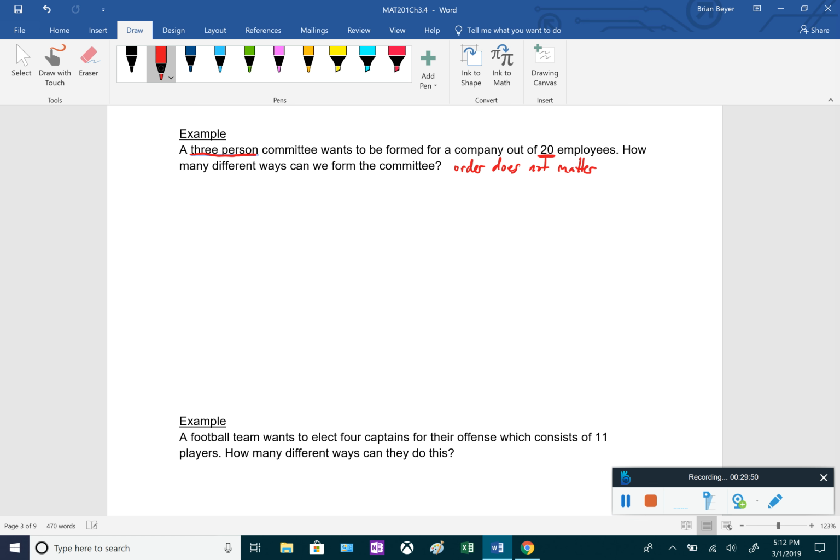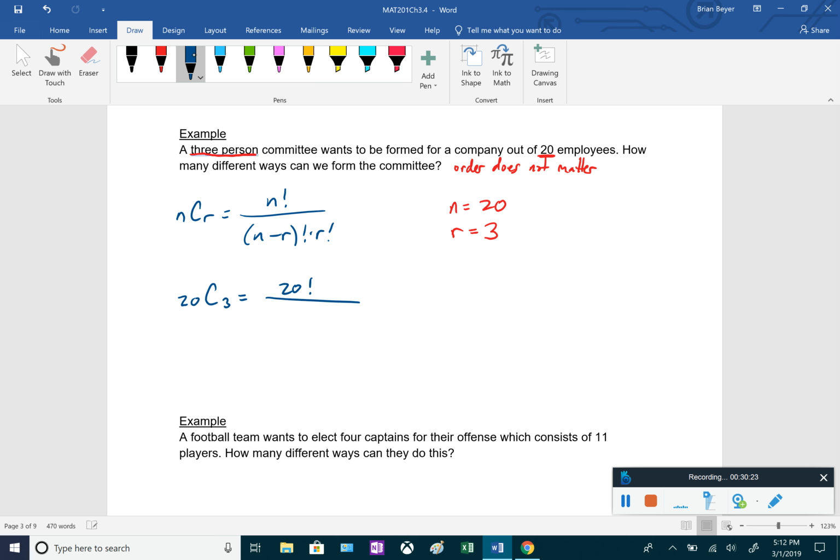The n is going to be the total number, which is 20, and the r is going to be 3, the number that we're picking out. So we're going to do nCr, which is n factorial over n minus r factorial times r factorial. So this is 20 choose 3. How many different ways can we choose 3 people from 20 people? This is going to be 20 factorial over 20 minus 3 factorial times 3 factorial.